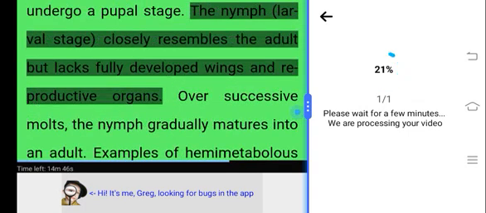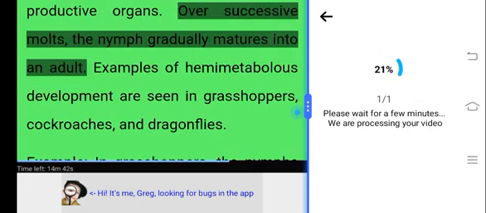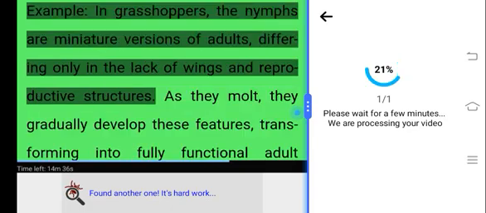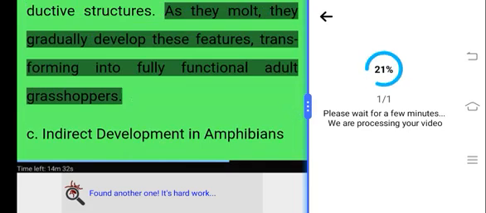The nymph larval stage closely resembles the adult but lacks fully developed wings and reproductive organs. Over successive molts, the nymph gradually matures into an adult. Examples of hemimetabolous development are seen in grasshoppers, cockroaches, and dragonflies. Example: in grasshoppers, the nymphs are miniature versions of adults, differing only in the lack of wings and reproductive structures. As they molt, they gradually develop these features, transforming into fully functional adult grasshoppers.